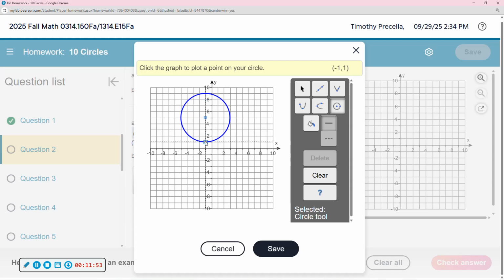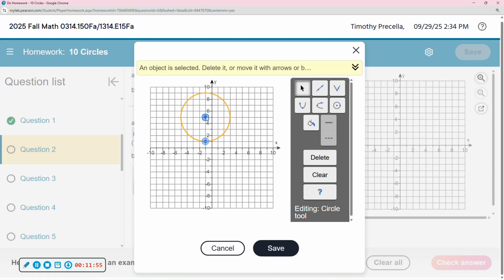So you plot the center, and then it doesn't matter whether you go left, right, up, or down, as long as you move over 4. 1, 2, 3, 4. Notice it'd be right there. You'd have the same circle. Up 4, 1, 2, 3, 4. And I'm not going to insult you by counting there.